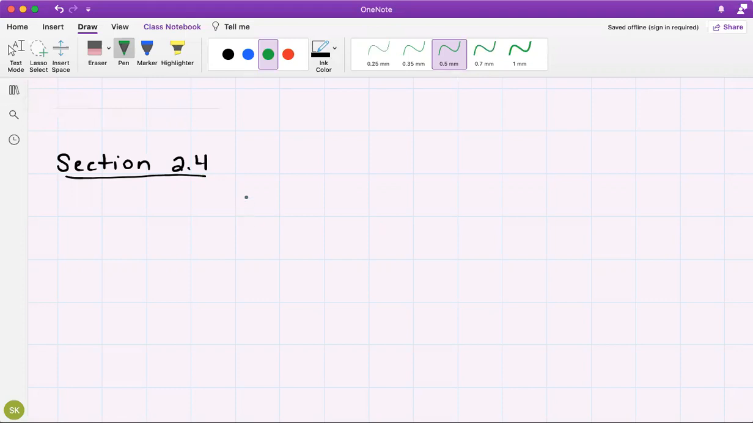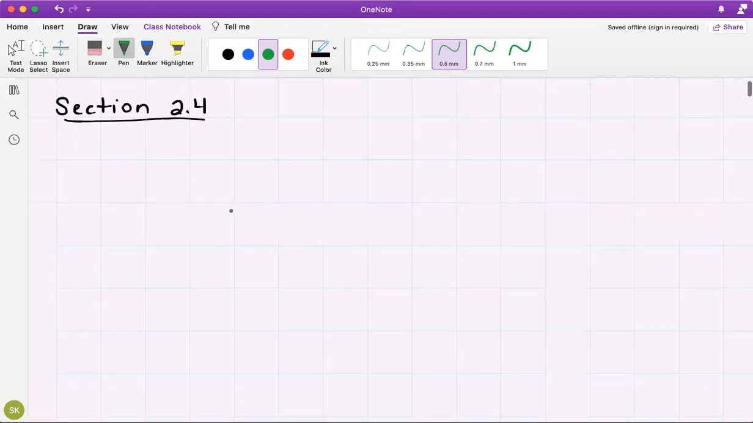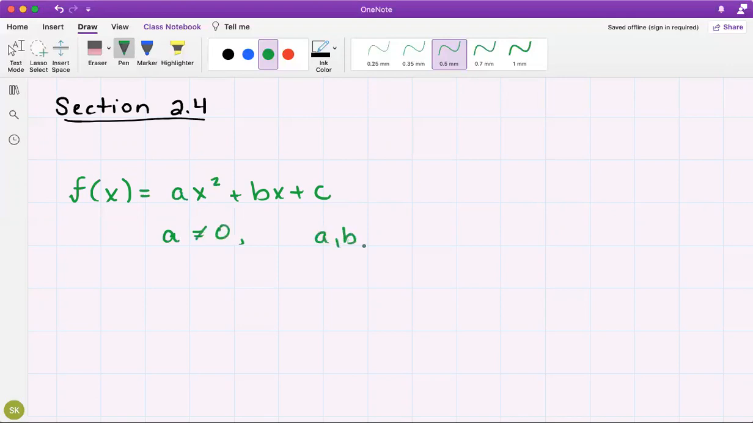So for section 2.4, we're going to learn about graphing quadratic equations. So a quadratic equation looks like this. We'll have f of x or g of x or something like that on the left-hand side. And then we'll have is equal to a number times x squared plus a number times x plus a number. Here, a cannot be 0, and a, b, and c are real numbers.